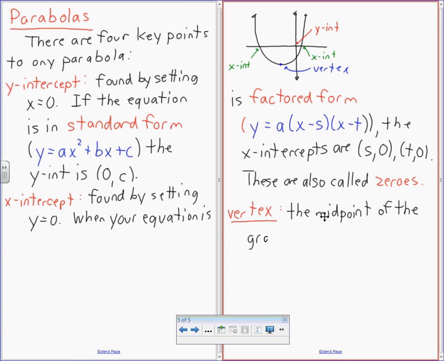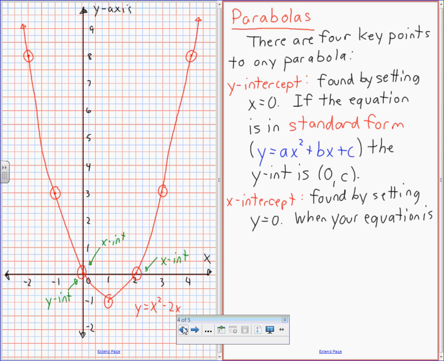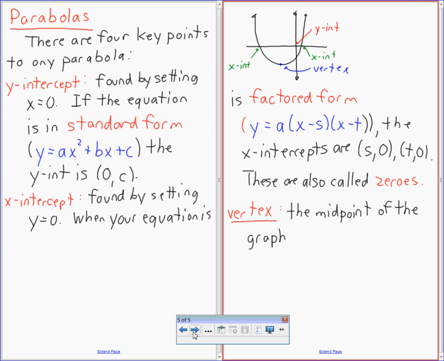Again, if you take a look, there's a mirror image on both sides, right? If you go back to our equation that we did here, this is going to be our vertex. Both arms are identical on both sides. The midpoint of the graph is also the highest or lowest point. And that's a big deal. Like the vertex is really, really important. We're going to deal with all sorts of applications of parabolas. Okay, so vertex is really, really key.